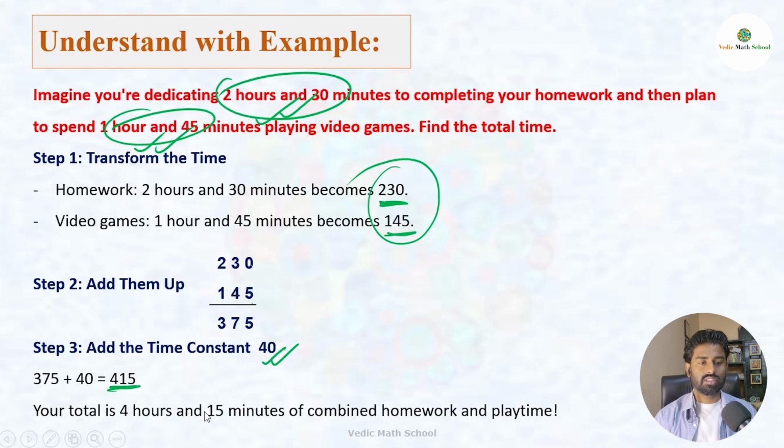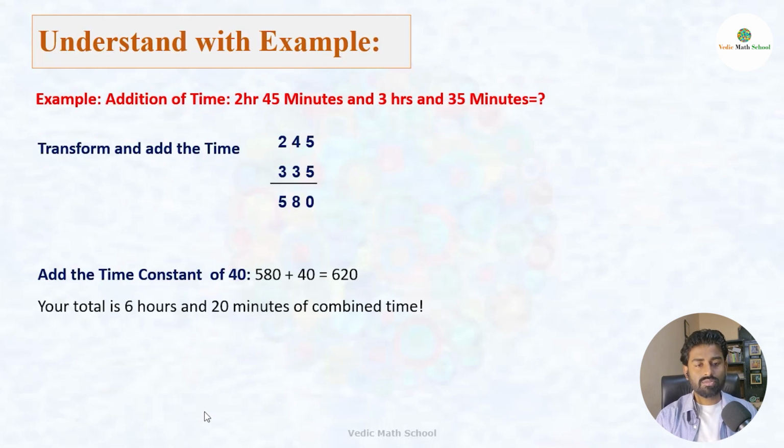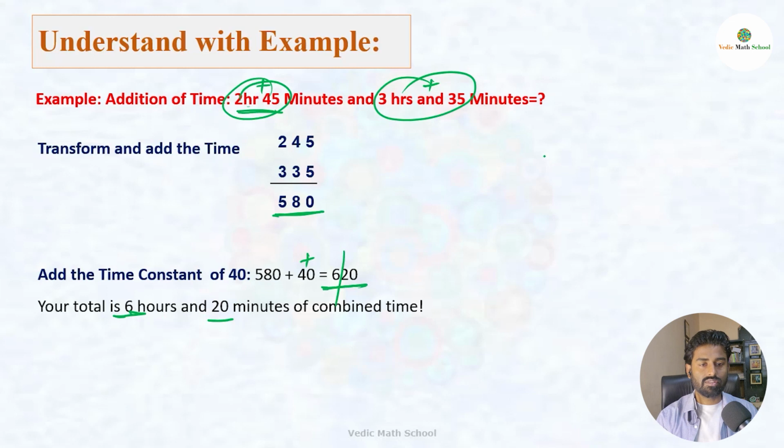Let's take one more example. Addition of time: 2 hours 45 minutes with 3 hours 35 minutes. These are the two times that we have to add. Again we write the numbers as they are, 245 and 335. Then add them, so we get 580. Now to 580 we add the time constant 40, so it becomes 620. Now you know the answer: 6 hours 20 minutes.